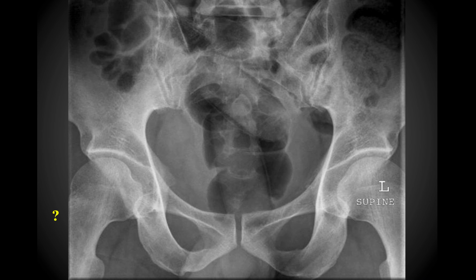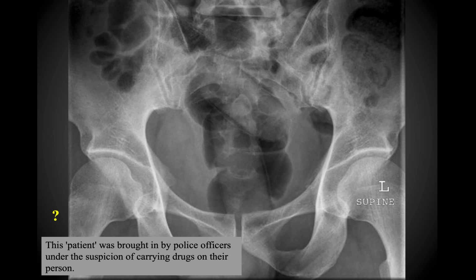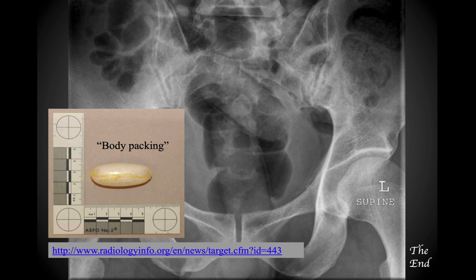Here we have another pelvic scan. This patient was brought in by police officers because they were suspicious about them potentially carrying drugs in their body cavity. And we can hopefully make out these two body packs that they've put in there. We've seen an example of that before, but this is another example of body packing.